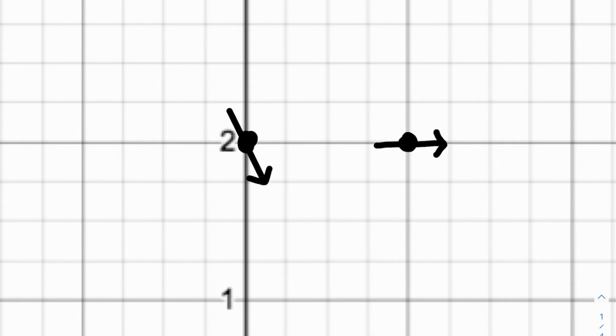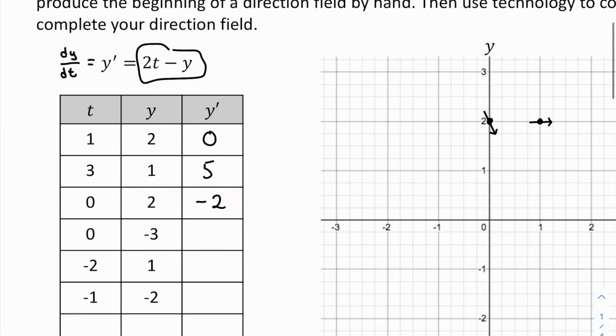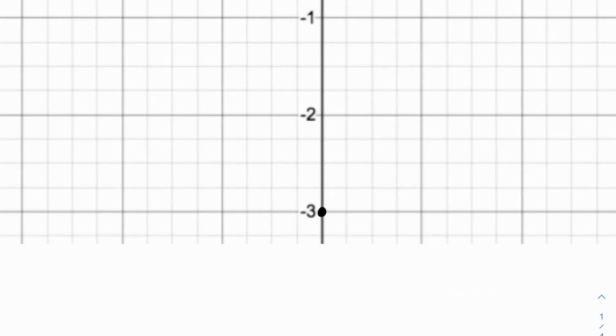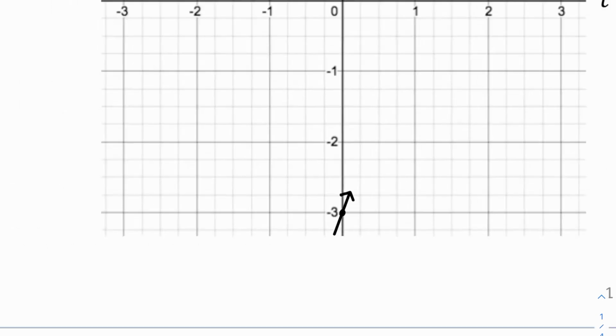And put a little arrow. Okay, next one. 0, -3. 0 goes in for t, -3 goes in for y, and we wind up getting +3 back for y prime. So at 0, -3, way down here, we need to draw a +3. So that would be a slope of a line with slope 3, right, over 1, up 3. But now I'm just going to shrink it a little bit. Okay.